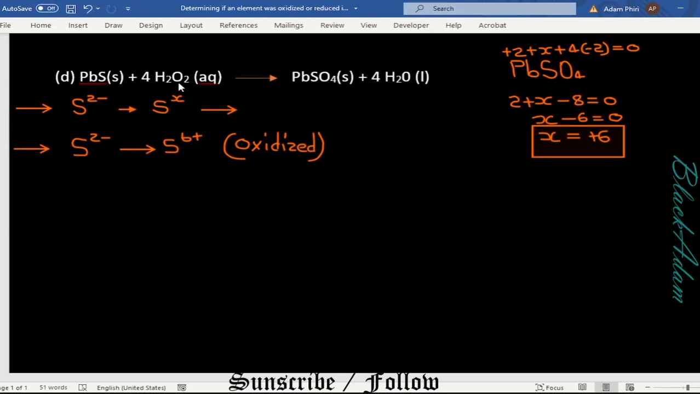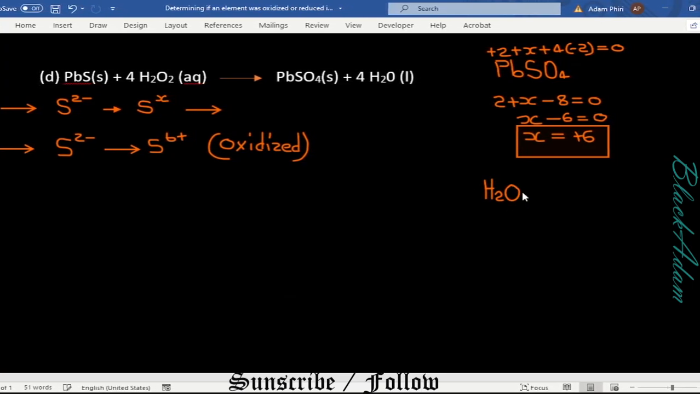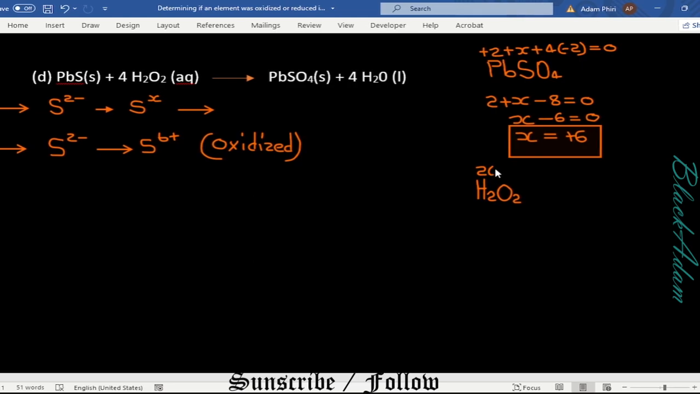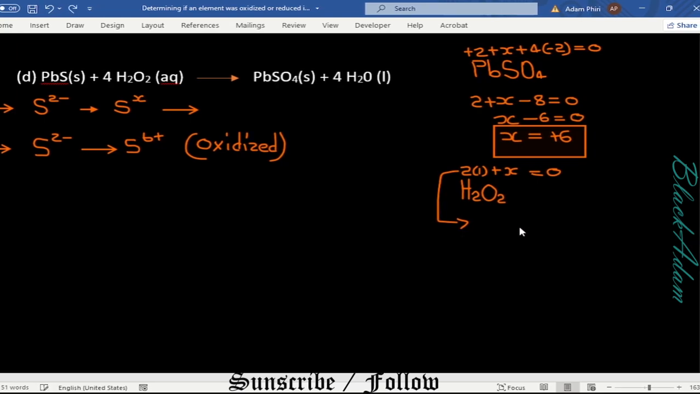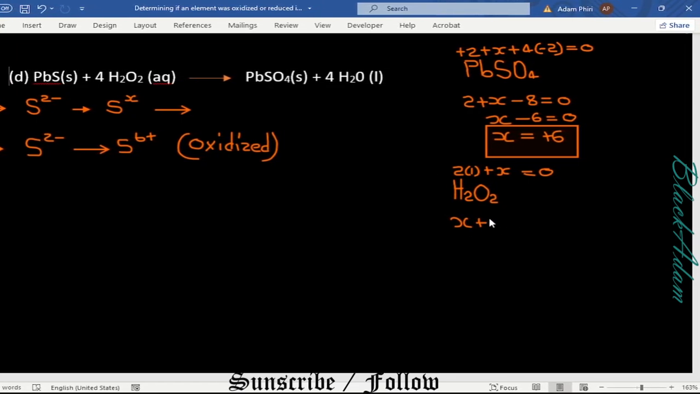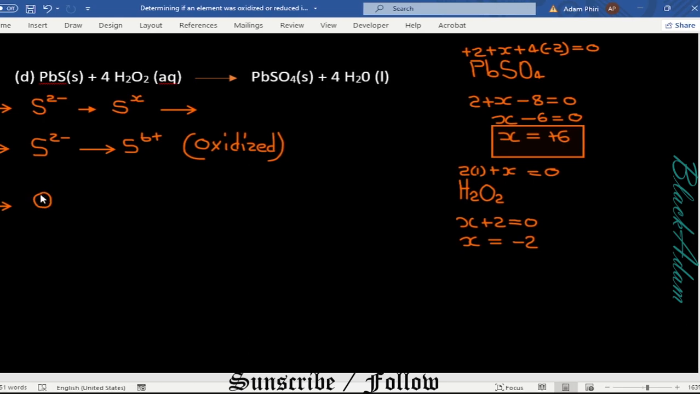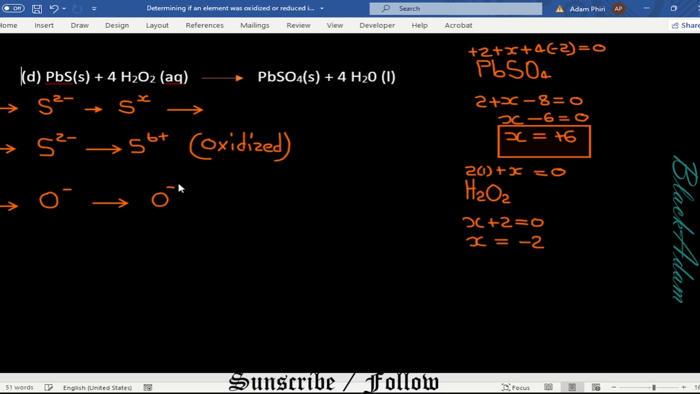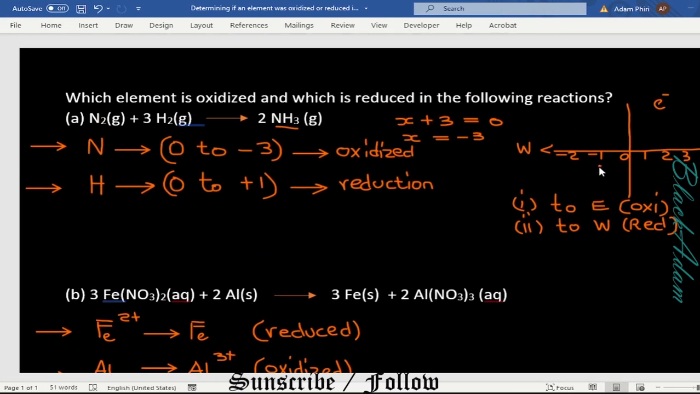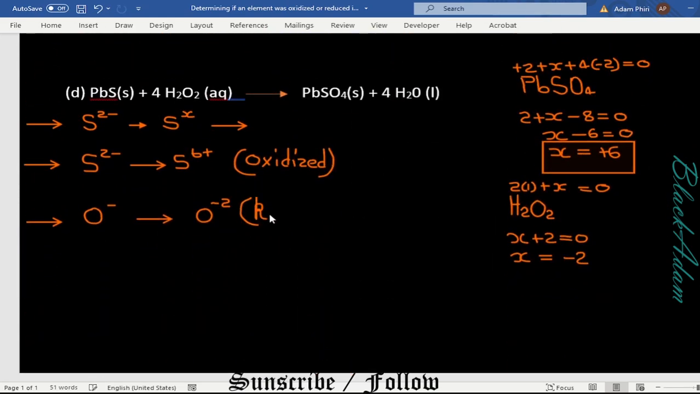That's oxidized. And then lastly, we need to look at oxygen in hydrogen peroxide, H2O2. Let's find the value of that. So that's going to be 2 times 1 for hydrogen, plus x. We're going to solve for x there. So x plus 2 is equal to 0, because the compound has to be neutral. So x is -2. So now we have oxygen moving from -1 to -2, so that is reduction. You can see it's moving to the west, so that is going to be reduction.